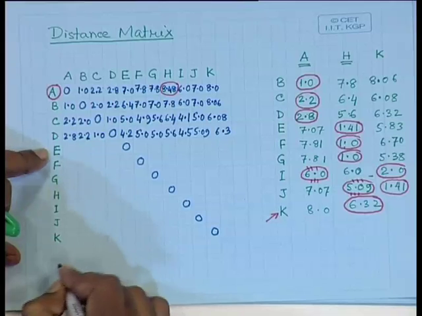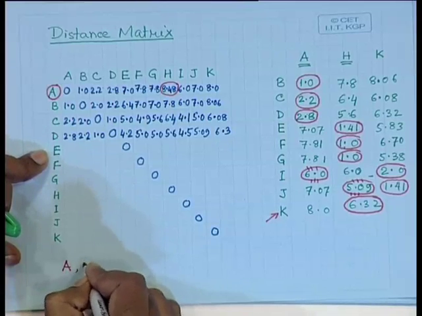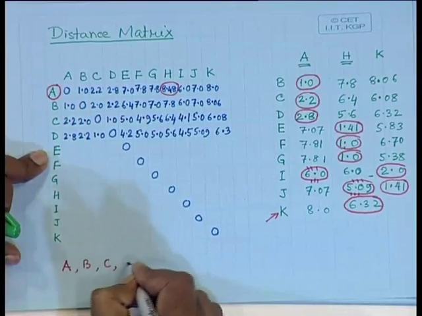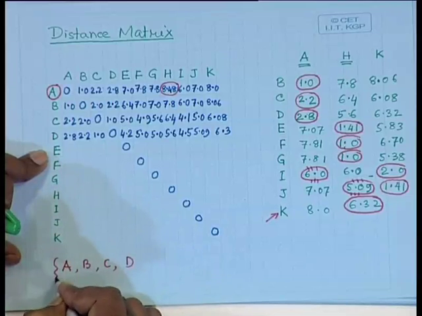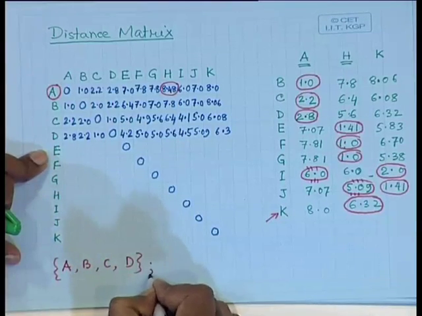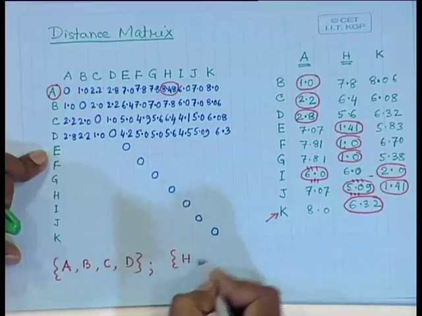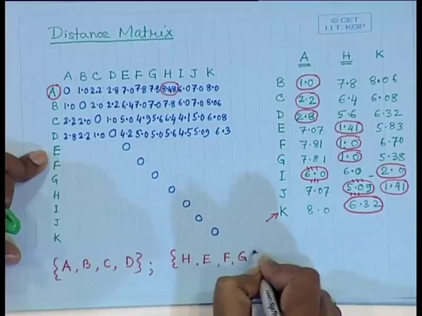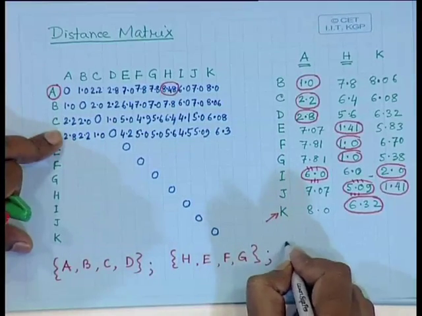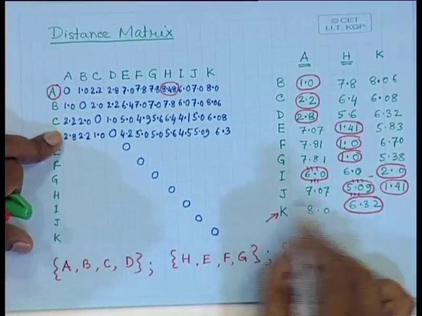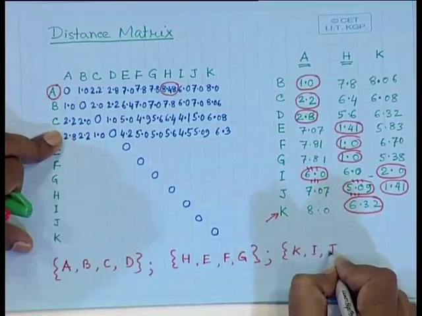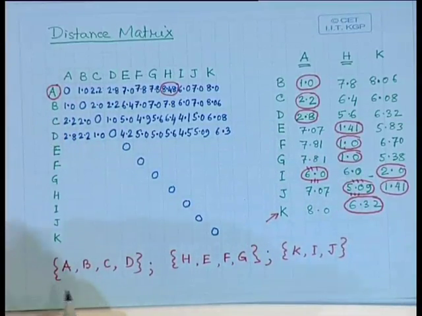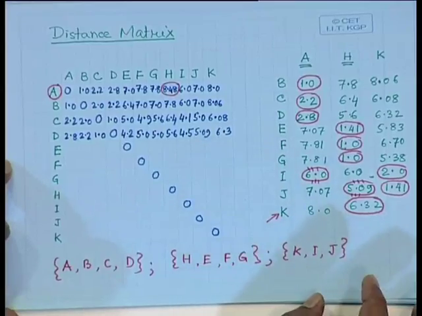One cluster contains points A, B, C and D. The second cluster is H, E, F and G, and the third cluster is K, I and J. Okay. So, these are the three clusters formed by following this Bachelor and Wilkins algorithm.